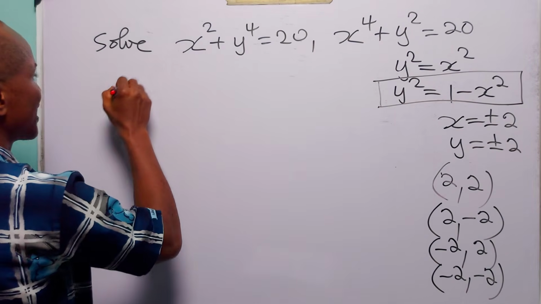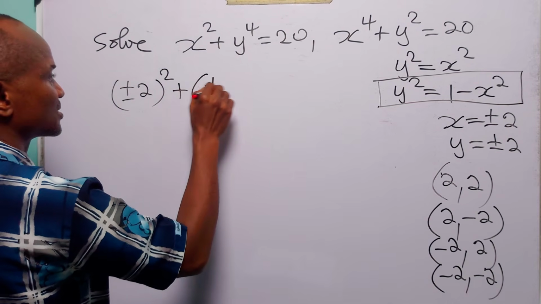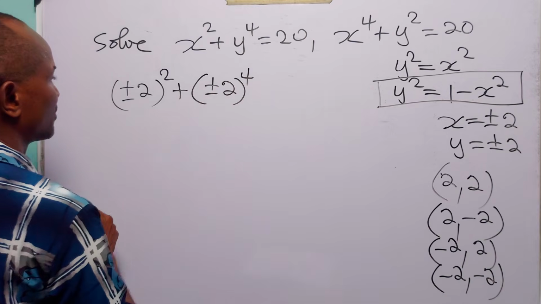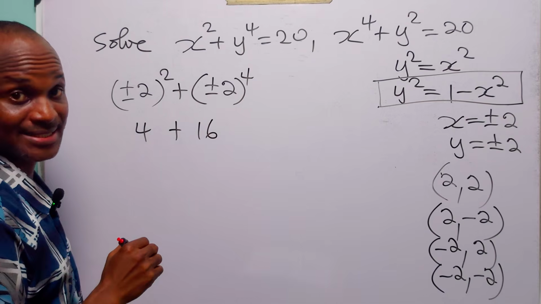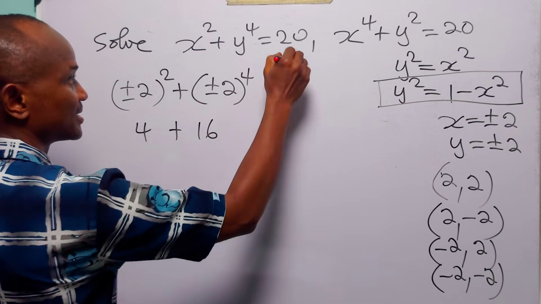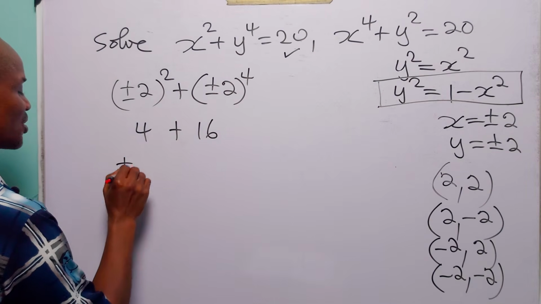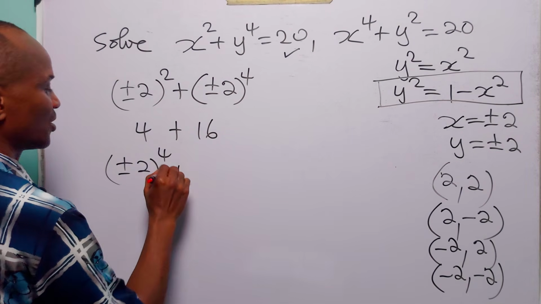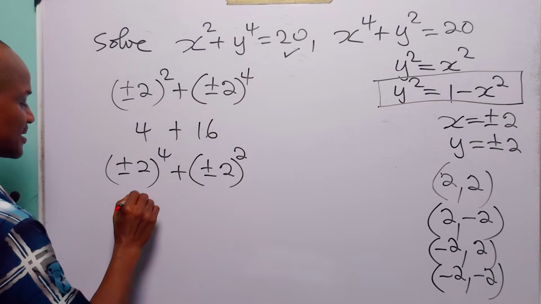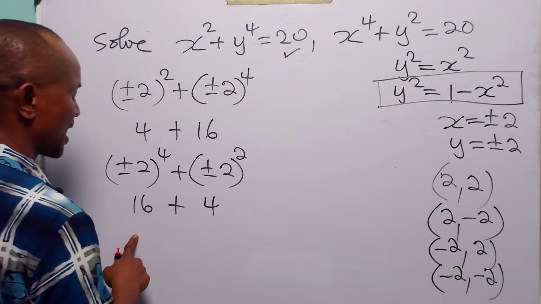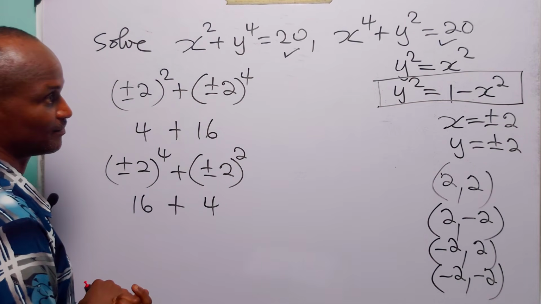In the first equation, we have plus or minus 2 squared plus or minus 2 to the power 4. This is equal to 4 and this is equal to 16, and 4 plus 16 is equal to 20. The exact same thing happens. We have plus or minus 2 to the power 4 plus or minus 2 squared. This is 16 and this is 4, and 16 plus 4 is equal to 20.